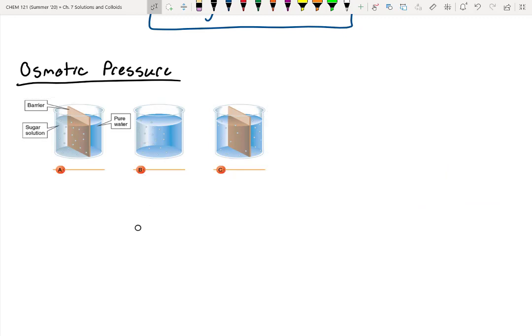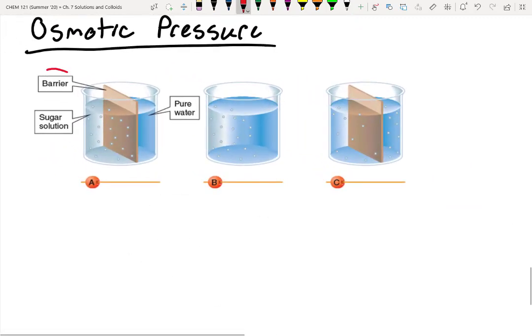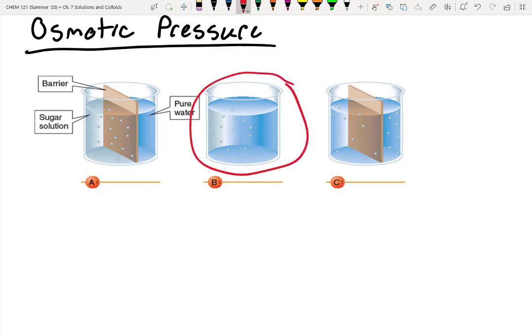So let's imagine that we have a beaker and we put a barrier in it. And then on one side we add a bunch of sugar, and on the other side we just have pure water, right? So if it's a really solid barrier, the sugar can't move to the other side and the water on this side can't move to the other side. Basically everything's stuck in one half of the beaker, right? But if we remove that barrier, what will happen? Well, eventually things will start to settle out and diffuse across both sides, right?